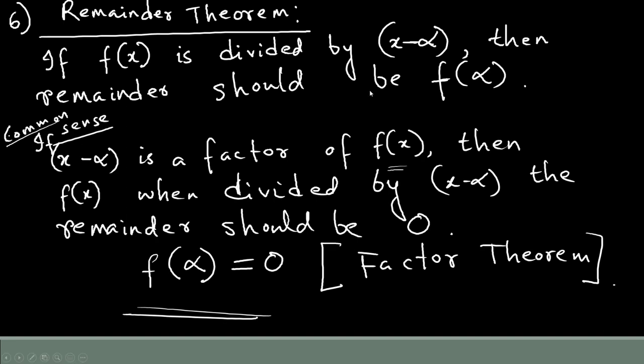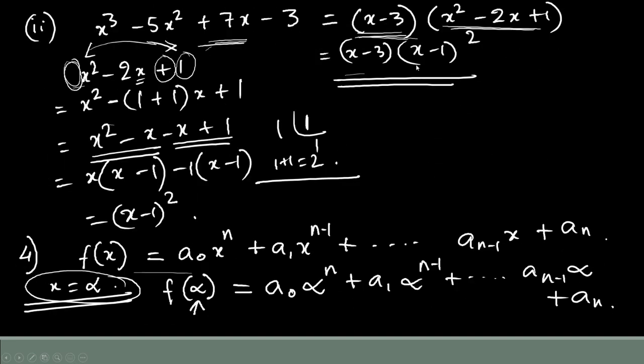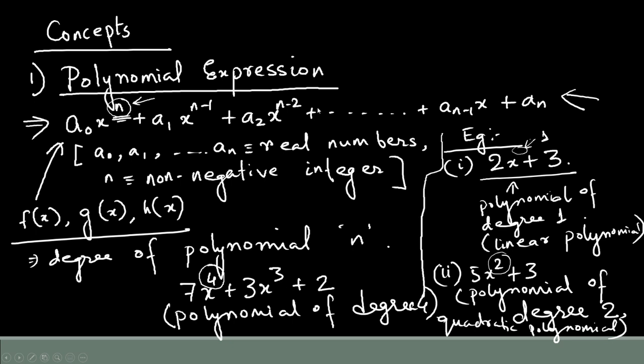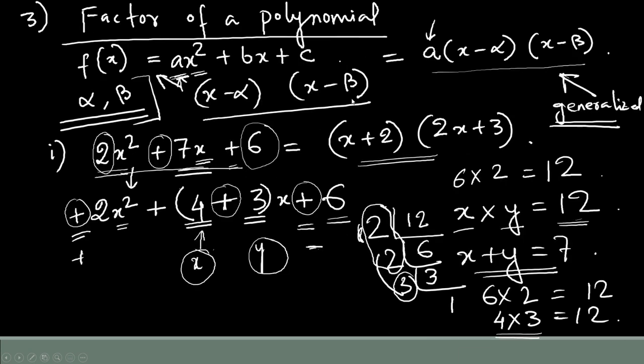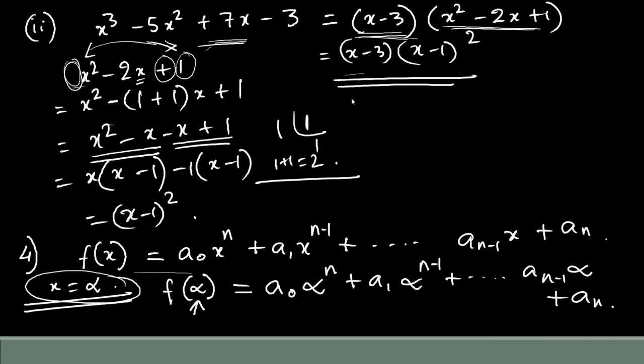So let's see what we have discussed so far. We have discussed what is a polynomial expression, what is degree. We have seen how to do division. We have seen how to factorize a quadratic expression. We haven't yet seen how to factorize a cubic expression, but we will see it. We now know the factor theorem and the remainder theorem. So this is a piece of cake.